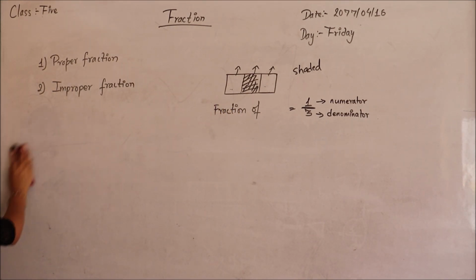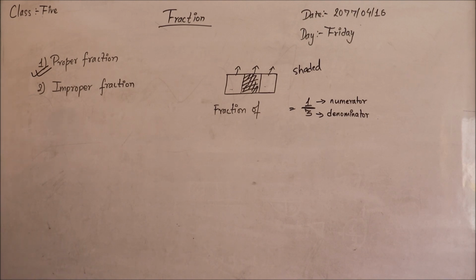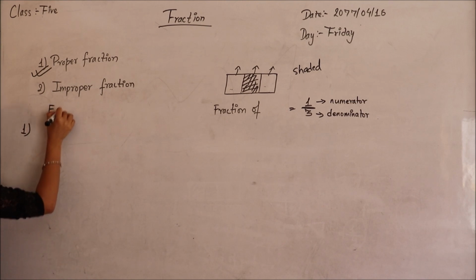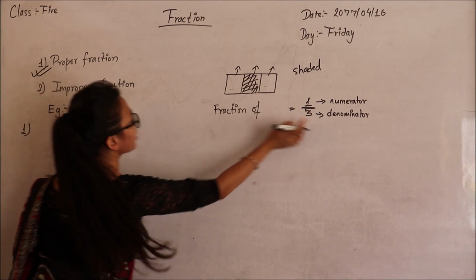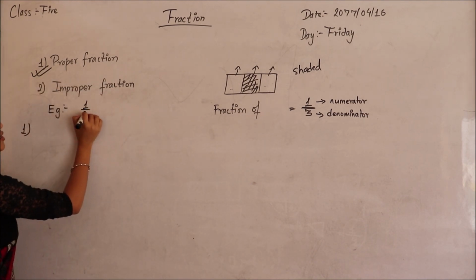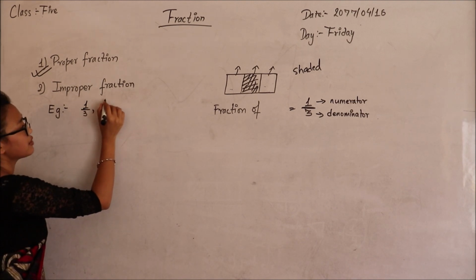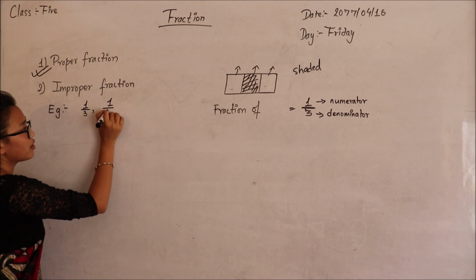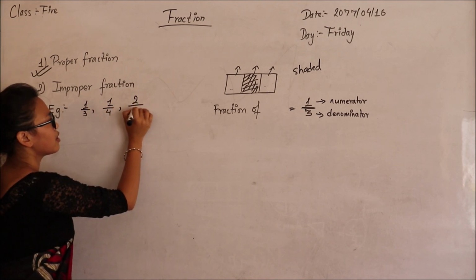So now I'm shifting towards the proper fraction, and first I will tell you what is proper fraction. Number 1. First let's write the example of fraction. What could be the example of fraction? We have written here 1 by 3. Then also we have written 1 by 4. Or it can also be 2 by 3, isn't it?